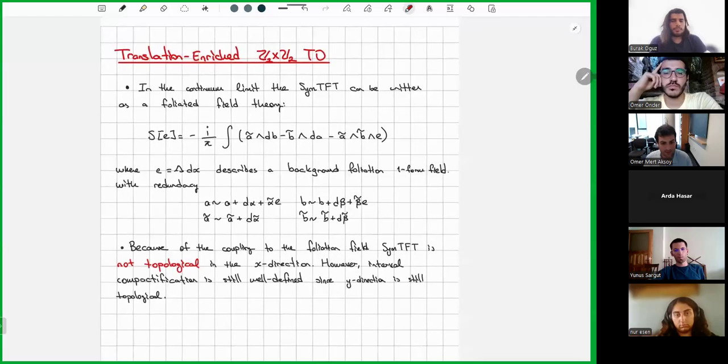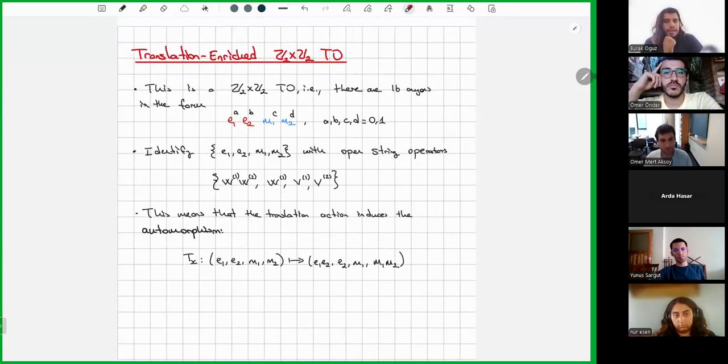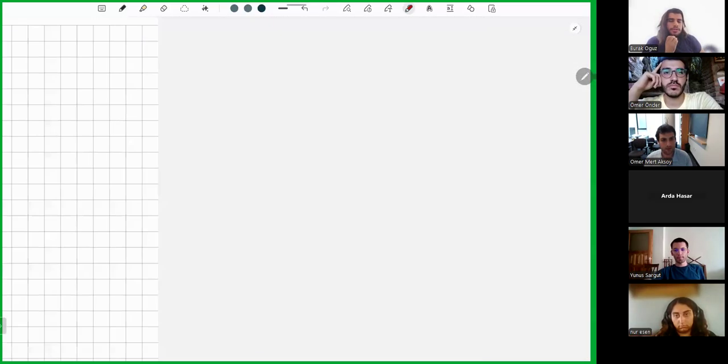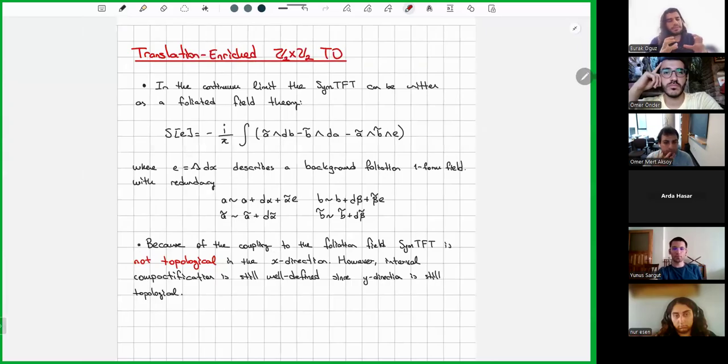Can I first ask something? So when we have a SymTFT that is not fully topological, how does the classification of topological boundary conditions change on the symmetry boundary? I'll come to that. I think that's subtle.